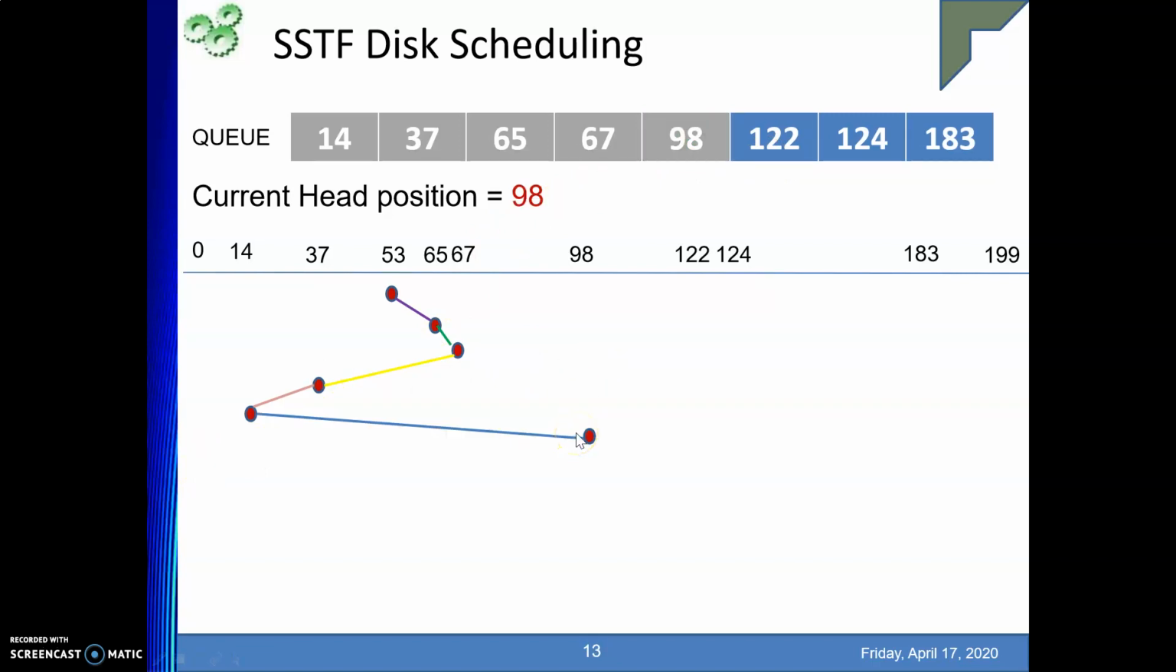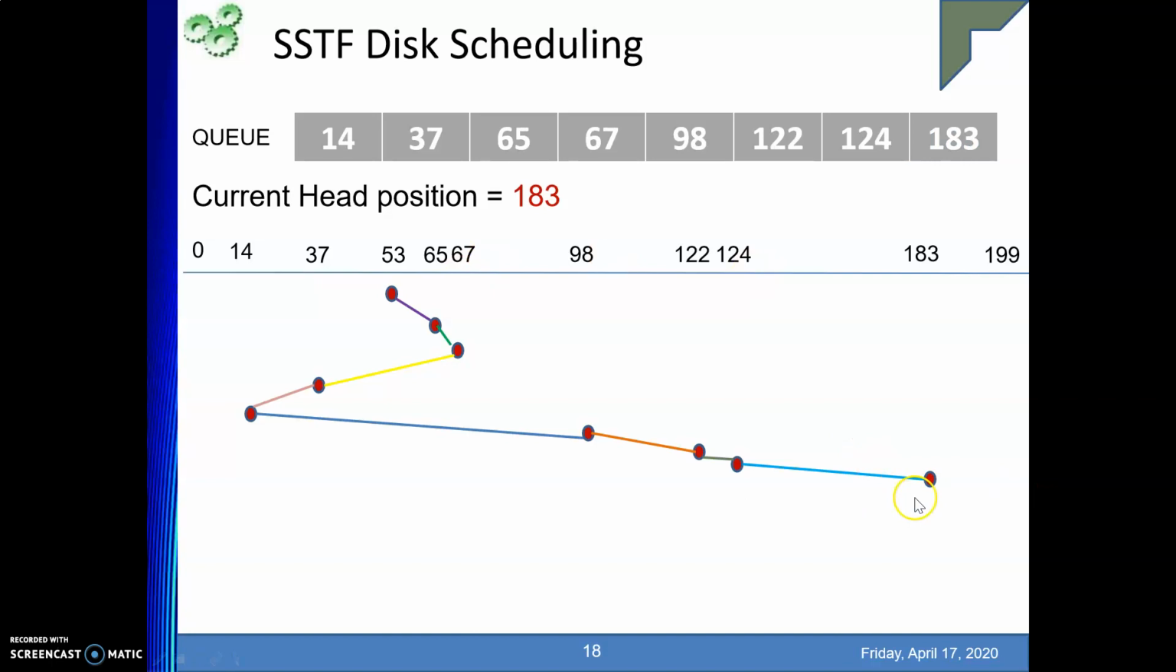Now this becomes easier, right? From 98, where will you go? No one is there at left to go, so you go to the nearest right, that is 122. You will move to 122. From 122, where will you go? 124, right? And then from 124 you will go to 183. So this is how you are going to serve the requests in SSTF.